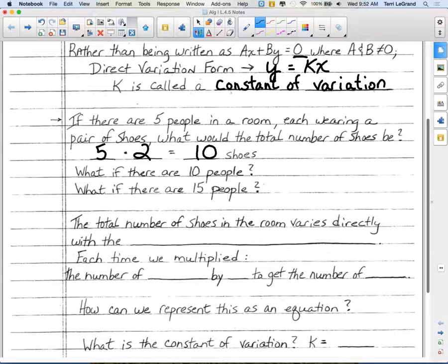What if there are 10 people? Then there'd be 20, because you'd have 10 people each wearing 2 shoes, and now we have 20 shoes in the room. Well, what if there's 15 people? There's going to be 30 shoes in the room. Yeah, 15 times 2, we're going to end up with 30 shoes total in the room.